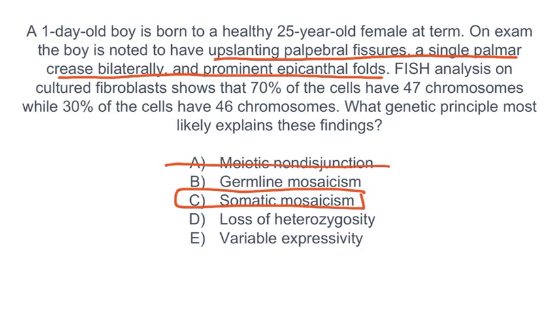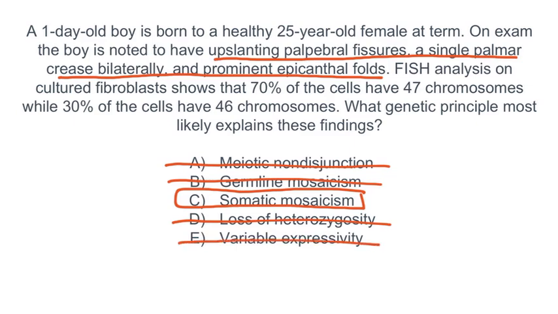If the boy's parents had mutated gametes due to germline mosaicism, this could have caused Down syndrome, but again, 100% of the boy's cells would have contained 47 chromosomes. Loss of heterozygosity refers to the 2-hit hypothesis of cancer, and variable expressivity refers to the idea that there is variability in the phenotype expressed by individuals with the same genotype. So again, the answer is C.